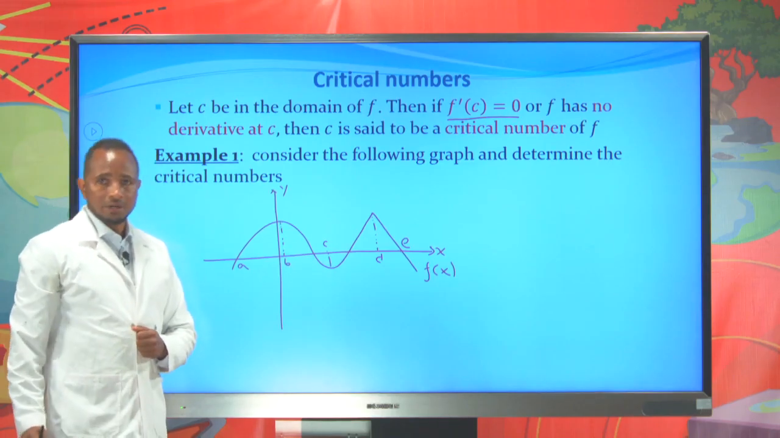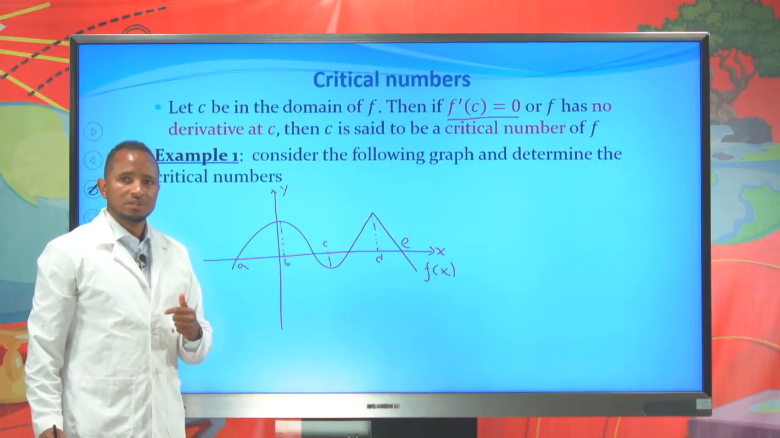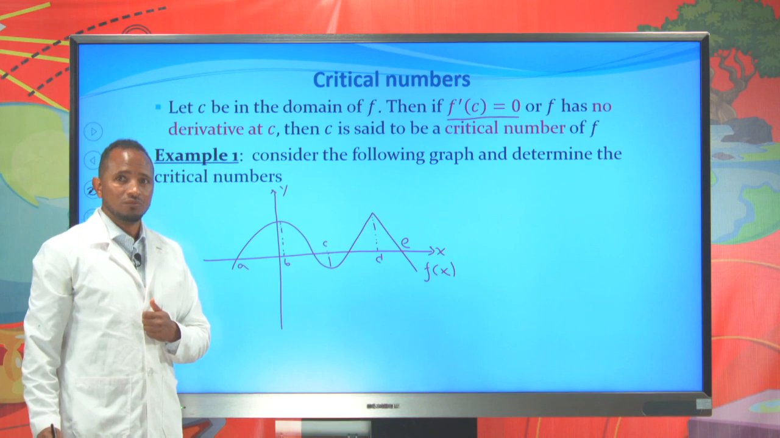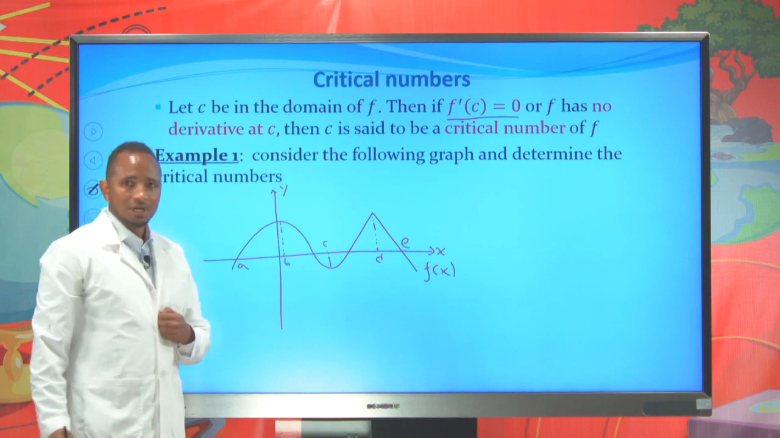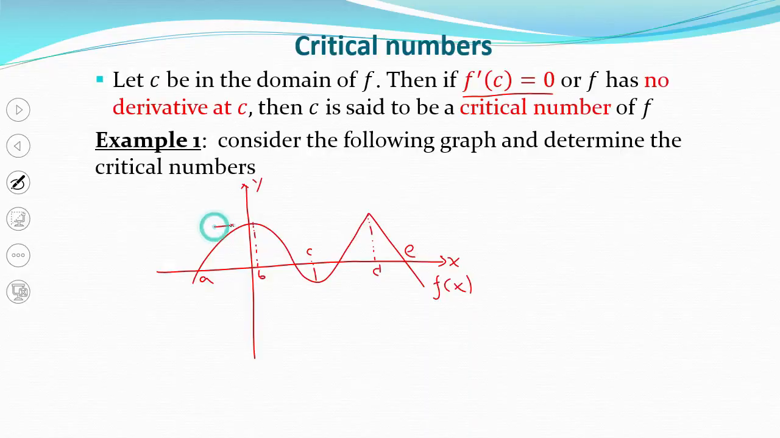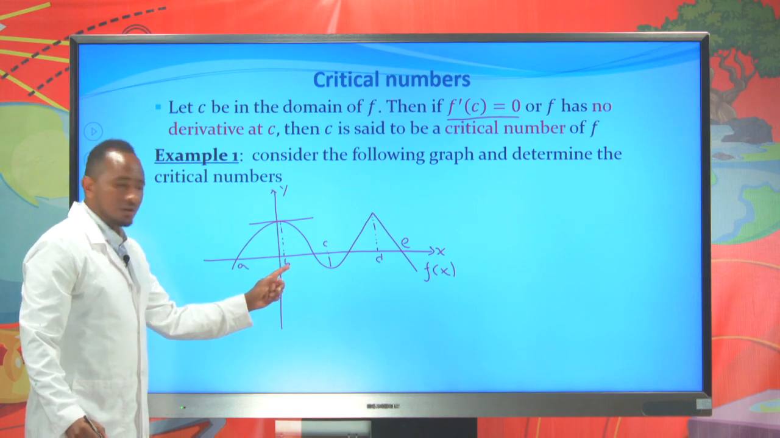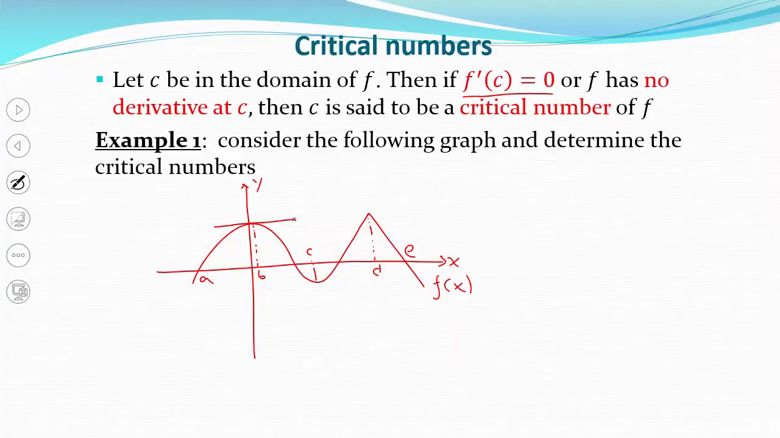To find the critical number, we need simply to find the point where the derivative of this function is 0. Derivative means it is the slope of the tangent line. So we need to find the point where the slope of the tangent line for this graph is 0. If you take the tangent line at this point, it's a horizontal line. So the derivative at this point is 0. So one of the critical numbers is B. At this point, f derivative of our function at B is 0 since the tangent line is horizontal.